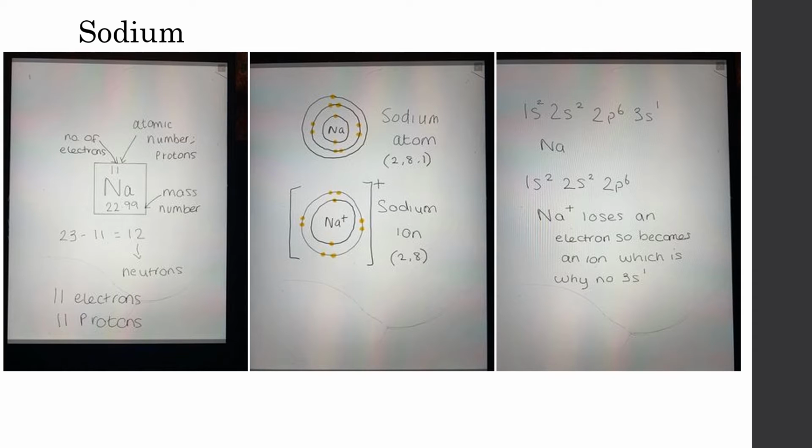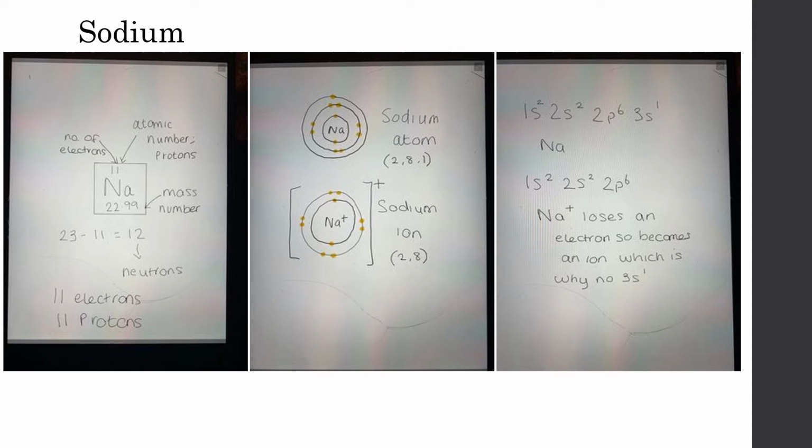Where we're looking at shells, in the first one you can fit 2 electrons, in the second one you can fit 8, in the third one you can fit 18, and in the fourth you can fit 32 electrons, and so on. With this, we only need to fit 11, so the first shell's got 2, the second's got 8, and the third one's got 1.